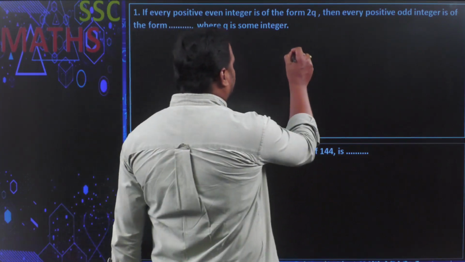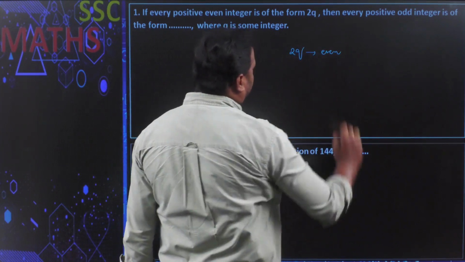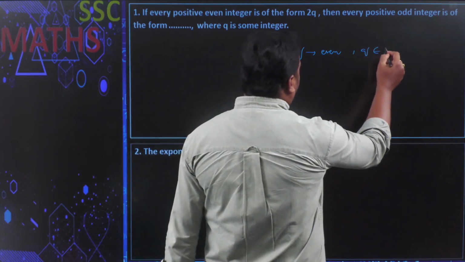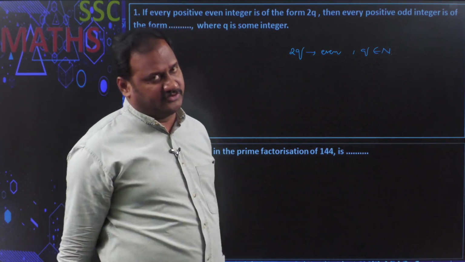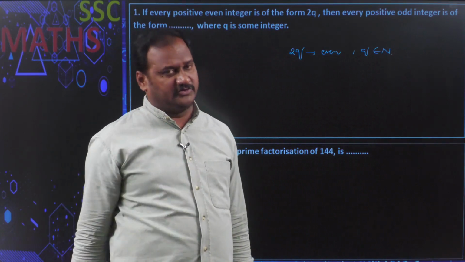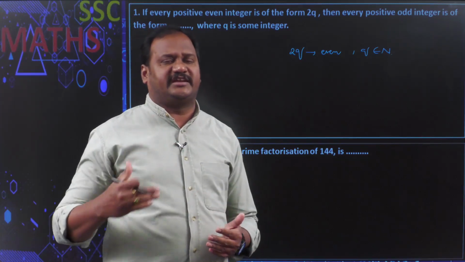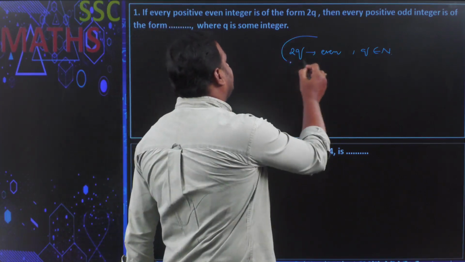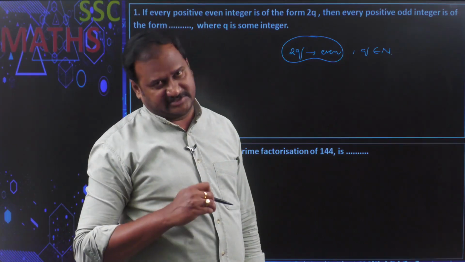See, 2q gives an even number, it means for any value of q belonging to the natural numbers. Q equal to 1, 2 into 1 equal to 2. Q equal to 2, 2 2s are 4. Q equal to 3, 2 3s are 6 and so on. What are these 2, 4, 6, 8 and so on? They are all even numbers. So that is why 2q is called the standard or general form of even numbers.